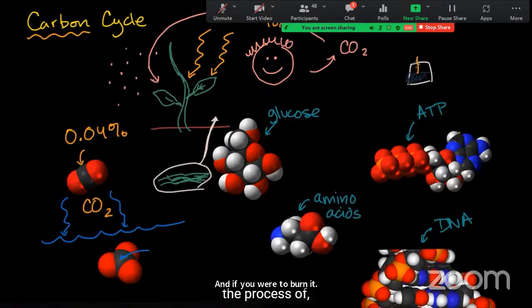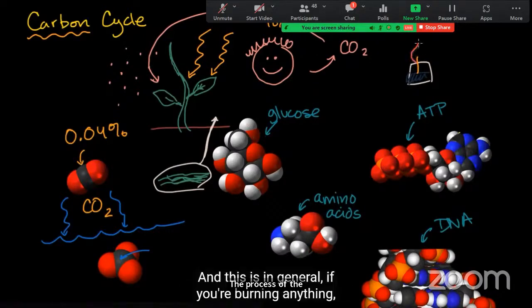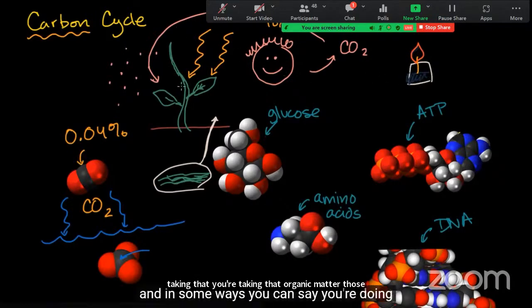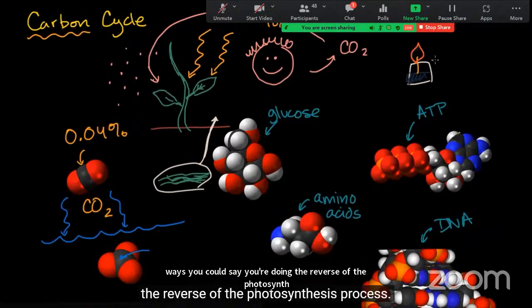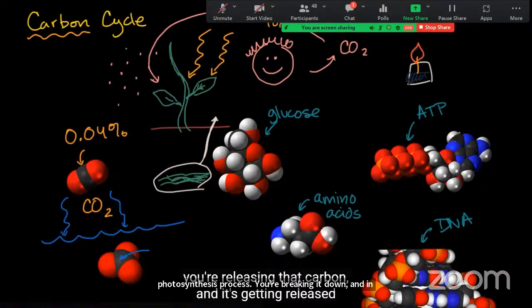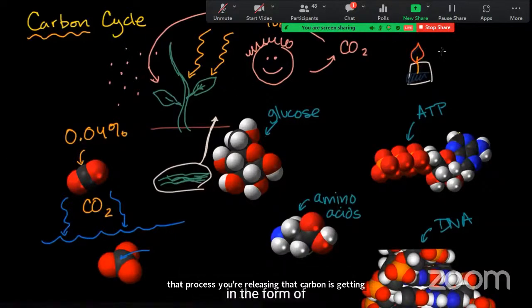the process of combustion, and this is in general if you're burning anything, it doesn't just have to be oil, it could be burning a piece of wood. You're taking that organic matter, those carbon-carbon bonds, and in some ways you could say you're doing the reverse of the photosynthesis process. You're breaking it down, and in that process you're releasing that carbon, and it's getting released in the form of carbon dioxide.